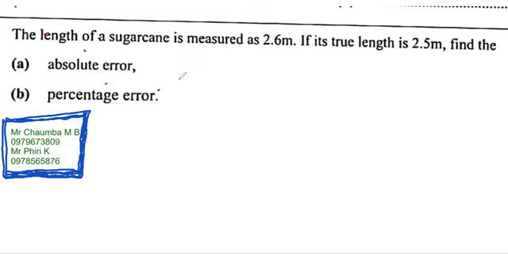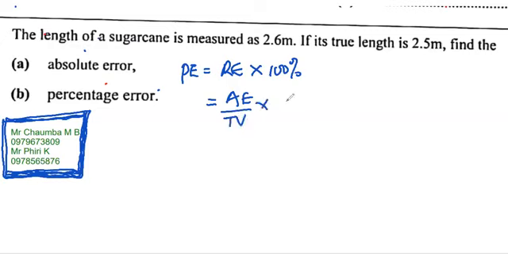Back to the question. So we have percentage error now. Percentage error is equal to relative error multiplied by 100%. Now, what is relative error? Relative error is equal to absolute error over true value. Then this we multiply again by 100%. Our absolute error is 0.1. Our true value is 2.5. Then we multiply this by 100%.